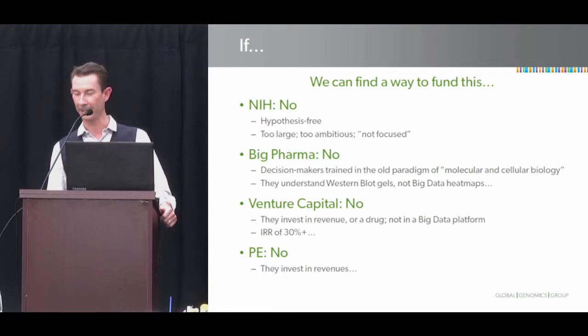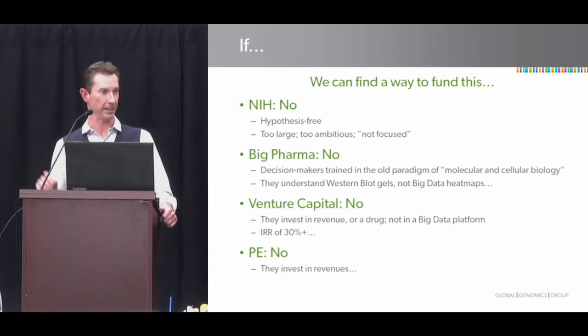My experience has been that it has not been the easiest thing to get this kind of approach funded. And why is that? Traditional funding sources like the NIH don't understand the approach. When we go to them, they ask, what's your hypothesis? Well, we don't have one by design, and that doesn't fit very well. Big Pharma has had very interesting conversations with us, because what we've seen is that career drug developers were raised in the era of looking at Western blots, and they don't know what to do with heat maps.